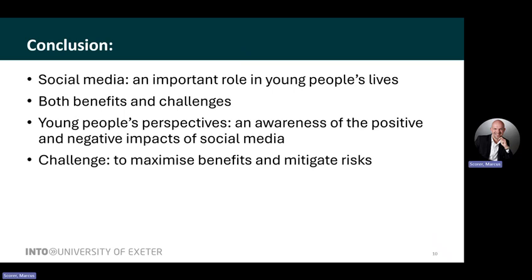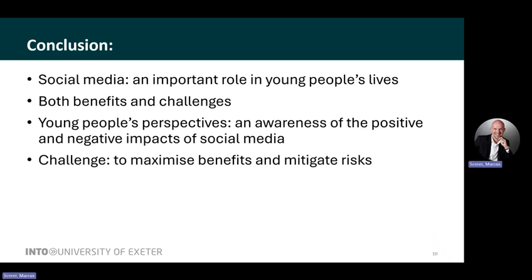Young people can maintain close ties with family despite geographical distances and access educational resources that were previously unavailable to them. However, we've also examined the darker side of social media, the potential for mental health issues, cyberbullying, and privacy concerns. We've looked at some of the views of young people on the impact of social media, and we've considered how governments around the world are responding to some of the problems social media brings.